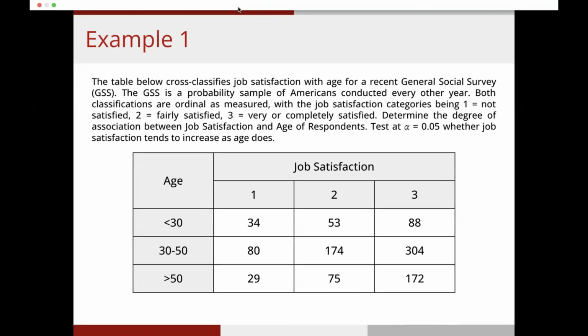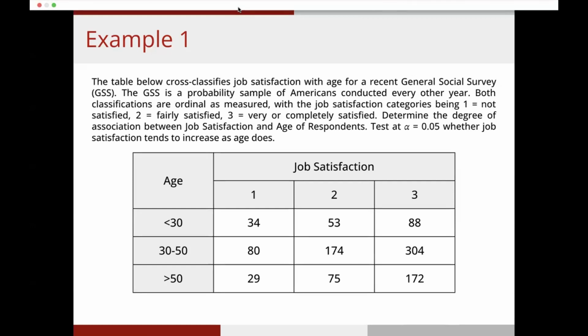The table below cross-classifies job satisfaction with age for a recent General Social Survey. The GSS is a probability sample of Americans conducted every other year. Both classifications are ordinal as measured, with the job satisfaction categories being 1 equals not satisfied, 2 equals fairly satisfied, 3 equals very or completely satisfied. Determine the degree of association between job satisfaction and age of respondents. Test at alpha equals 0.05 whether job satisfaction tends to increase as age does.